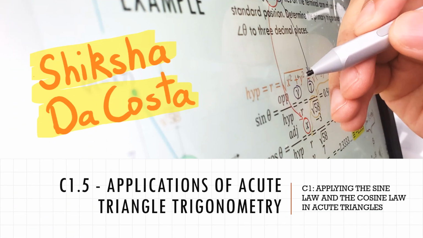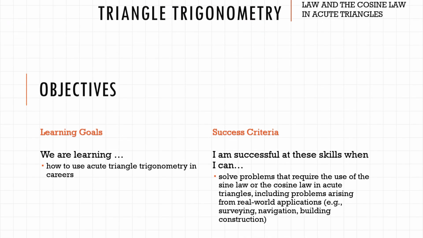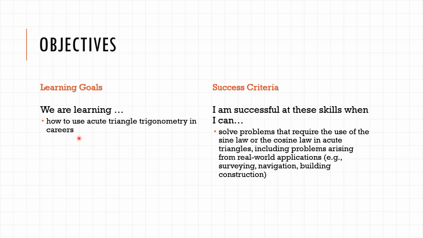Today we're going to learn about all the different ways where we can apply acute triangle trigonometry to real life, especially looking at our careers. So by the end of this, you should be able to solve problems that require the use of sine law or cosine law in acute triangles, especially ones that come up from the real world.